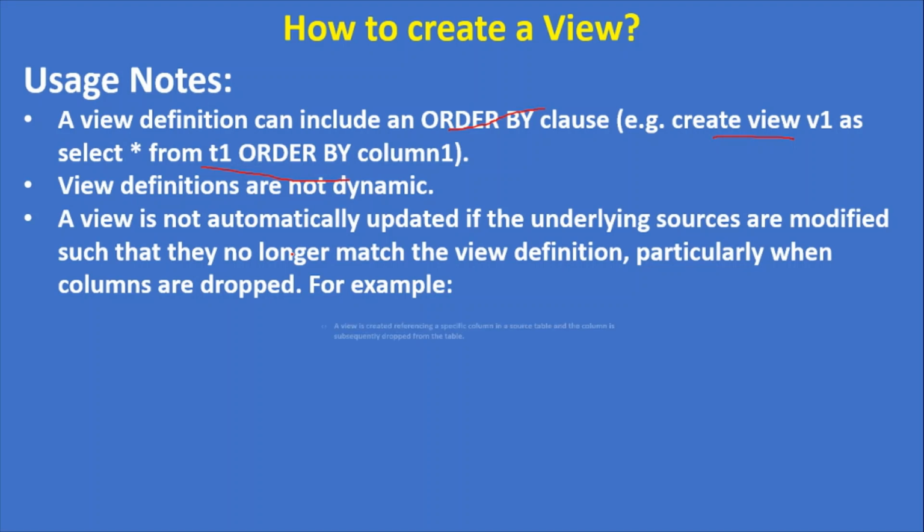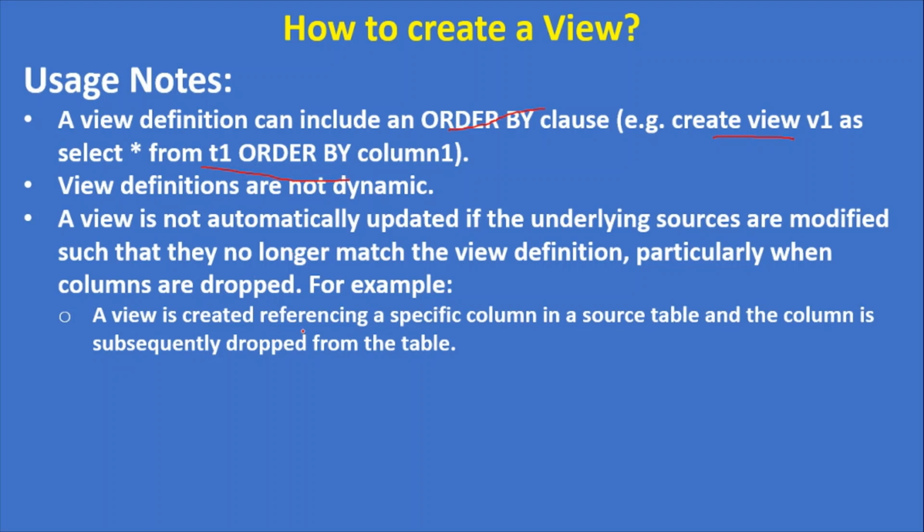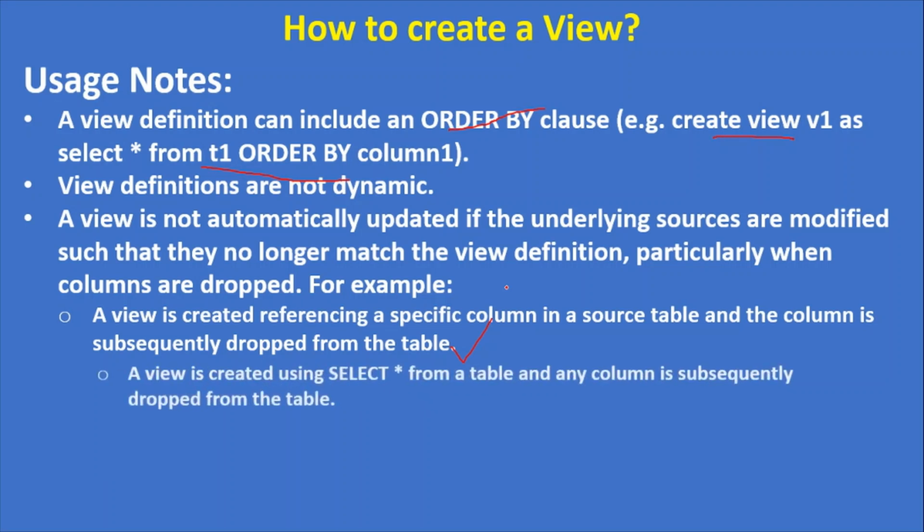Okay, let's see. A view is created referencing a specific column in the source table, and the column is subsequently dropped from the table. This is the one which I explained. When you do it like this, your view will become invalid or you'll get an error.